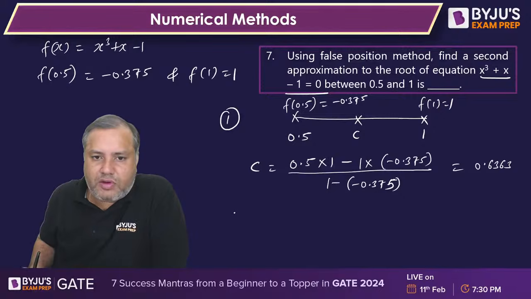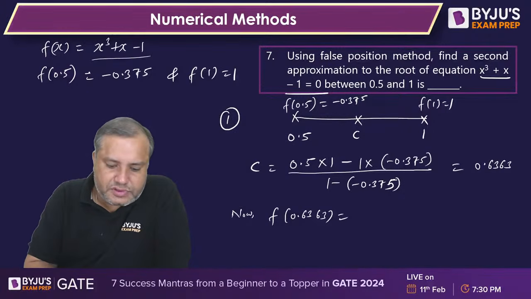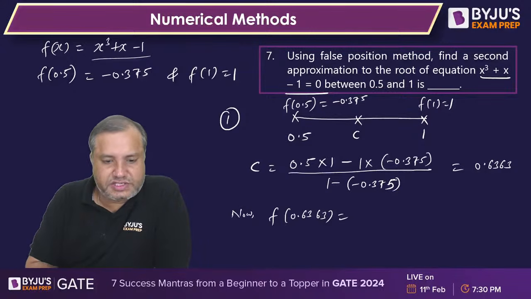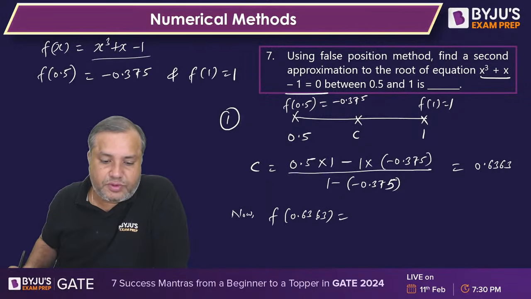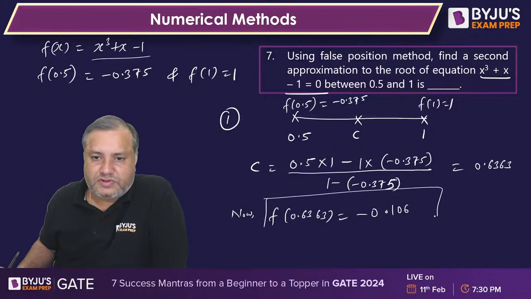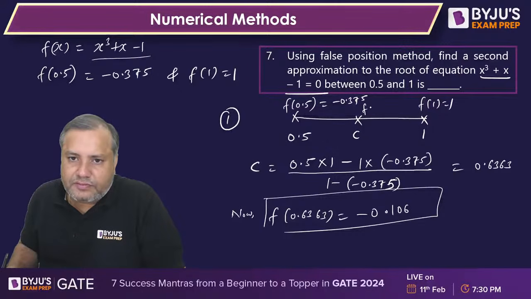So now I will find out f of 0.6363. So put here 0.6363 cube plus 0.6363 minus 1. So it is minus 0.106. So we can say that this is a negative value. So f of c is a negative value.